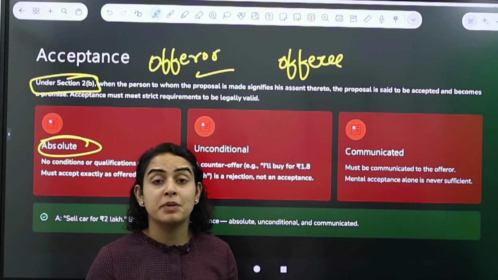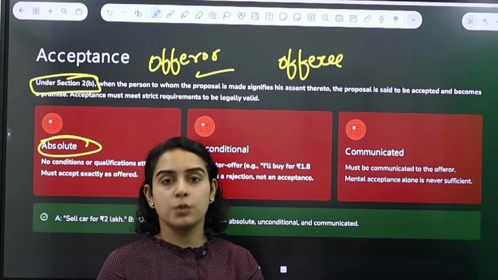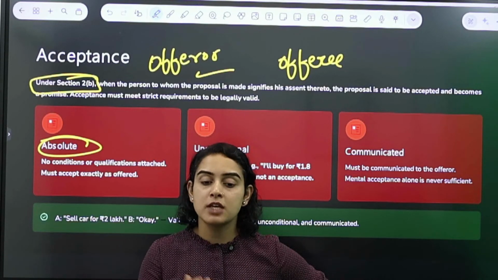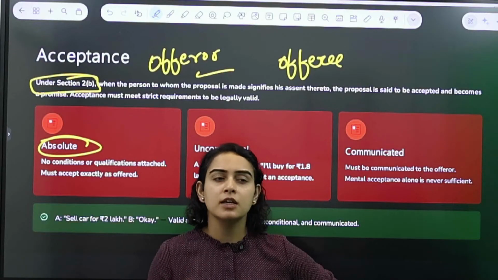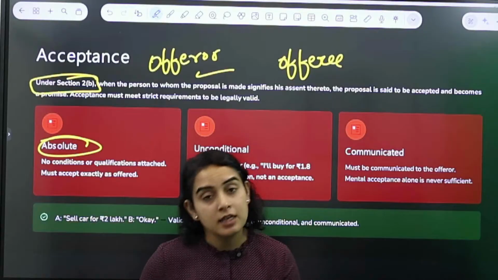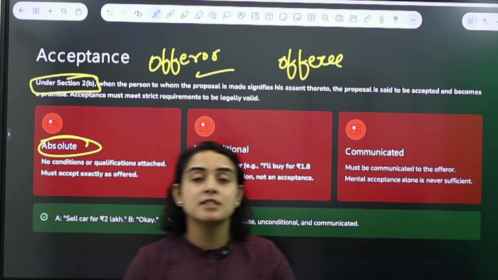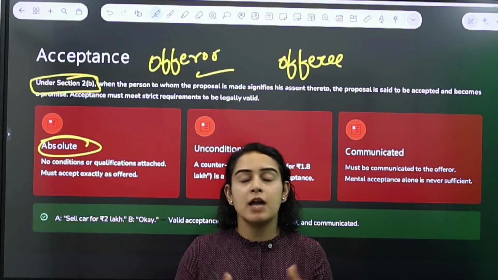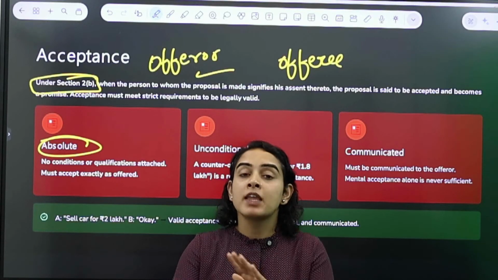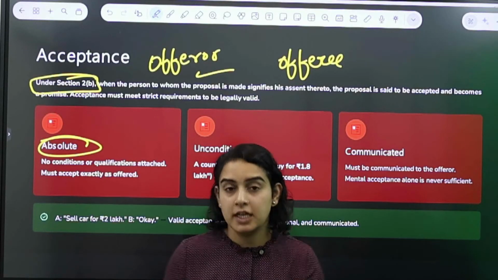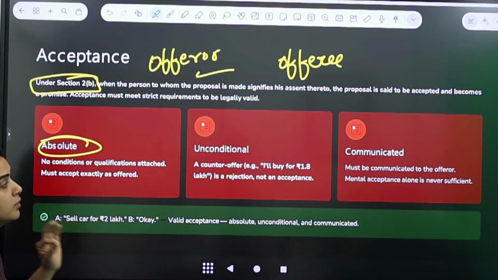You are accepting the offer the way it was made. If, let's say, I say that I want to sell you my car for 5 lakh rupees, and you're like, I think 5 lakhs is too much, I want to buy it for 4.5 lakhs. Now, that is called negotiation. That is a counter offer that you're making. That's not acceptance. If you say that, yes, I will buy your car for 5 lakh rupees, now it's absolute. You have accepted it the way I had proposed it, right? So now that's going to be an absolute acceptance.